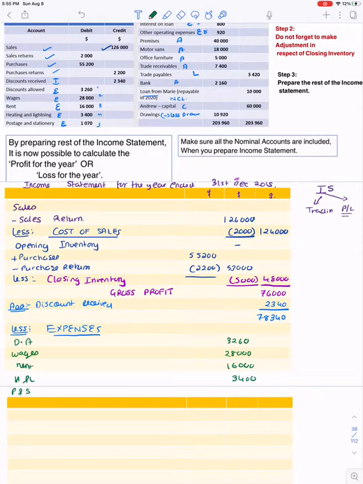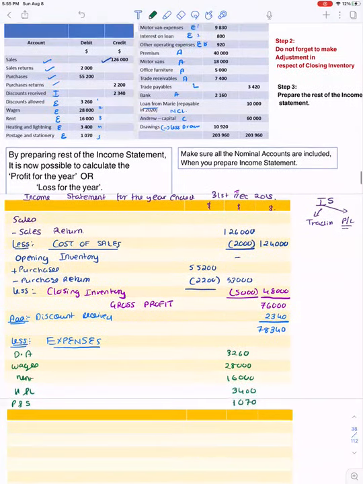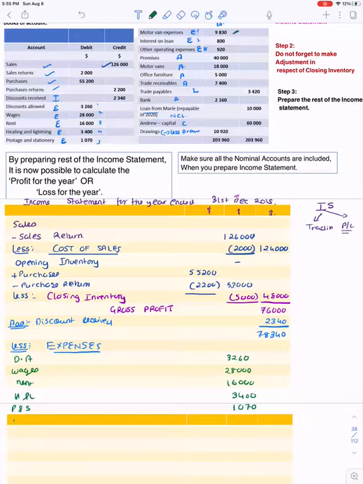Postage and stationery, 1070. I have motor van expenses. That is 9830. I have interest on loan. That is 800. And I have other operating expenses. I'm writing it in short form, but you are not supposed to write it in short form. 920.